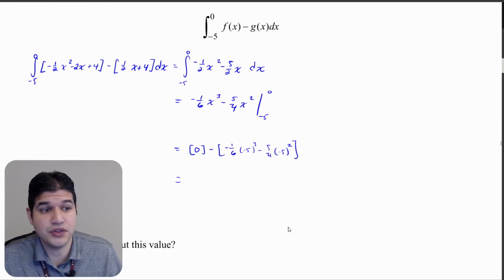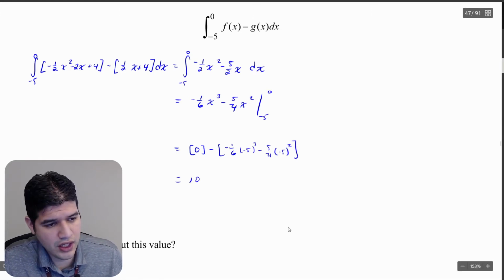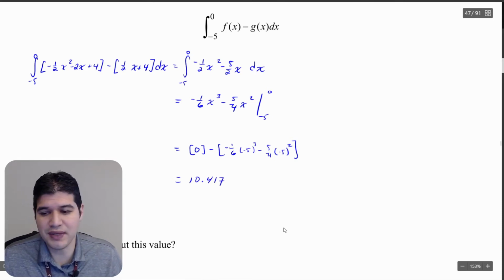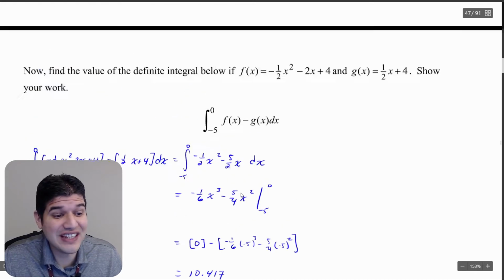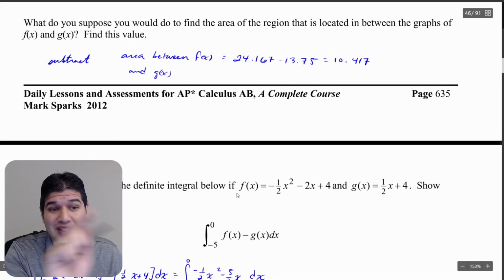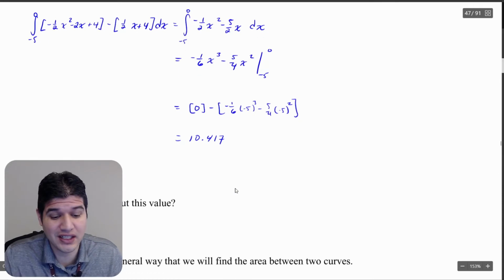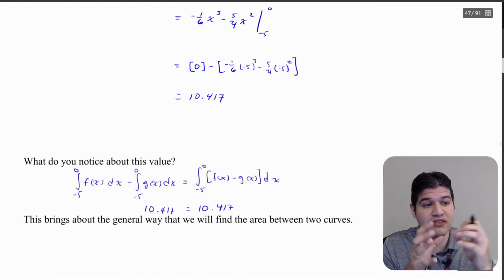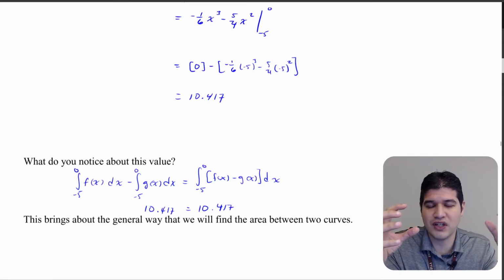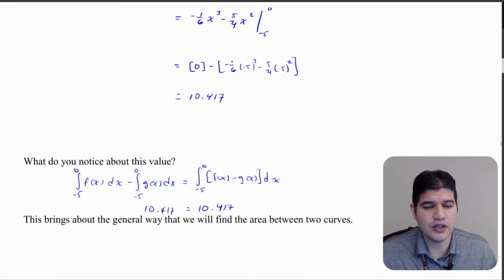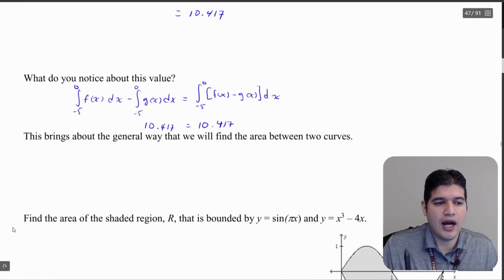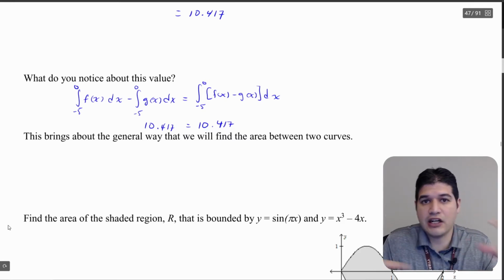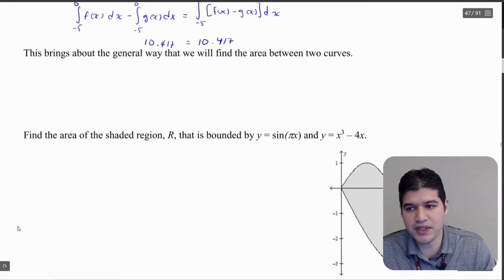All right, so you're going to put this into your calculator, and you're going to get 10.417. What you want to notice about this value is that they're the exact same: 10.417 up there, 10.417 over here. So if I had the separation of those two functions and we just calculate both those integrals and subtract them, they're equivalent. This is going to help us explain how to find the general way to find area between two curves. There's something that we just want to keep in mind.